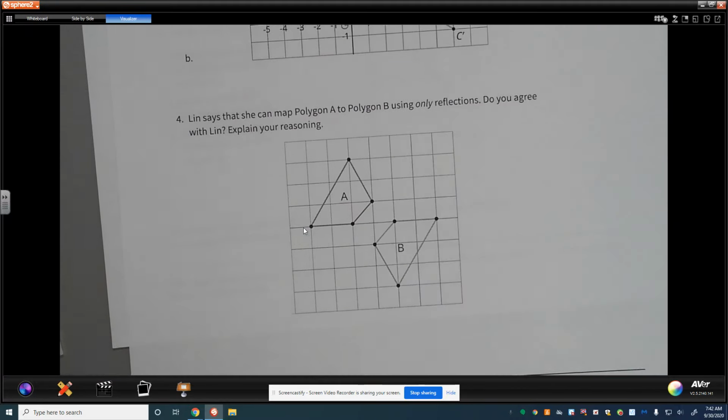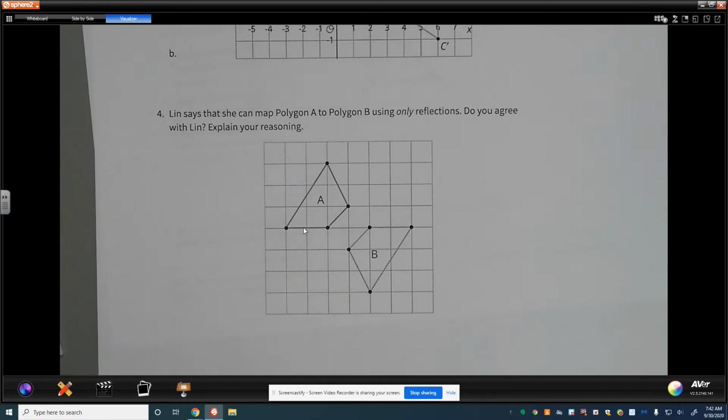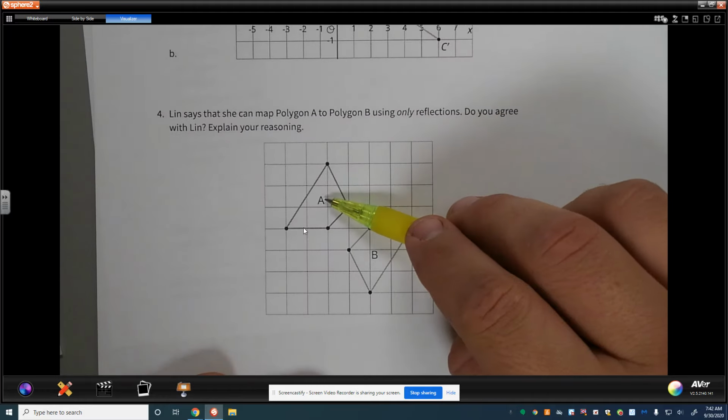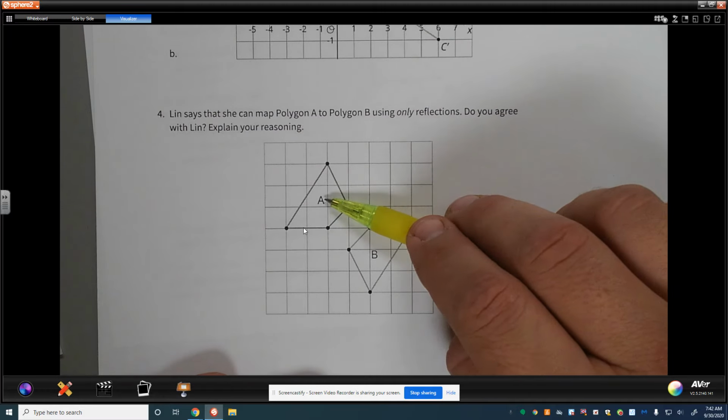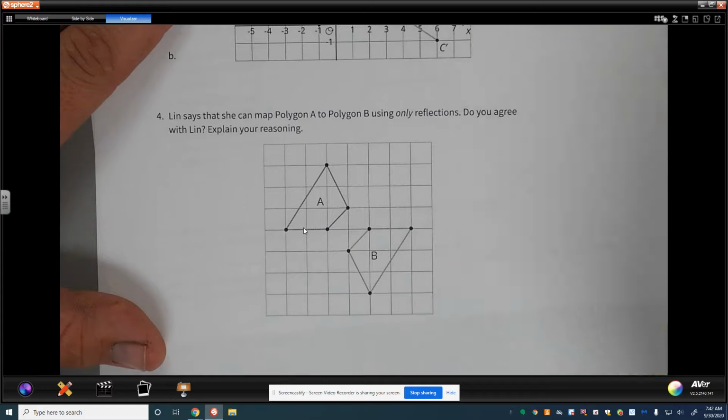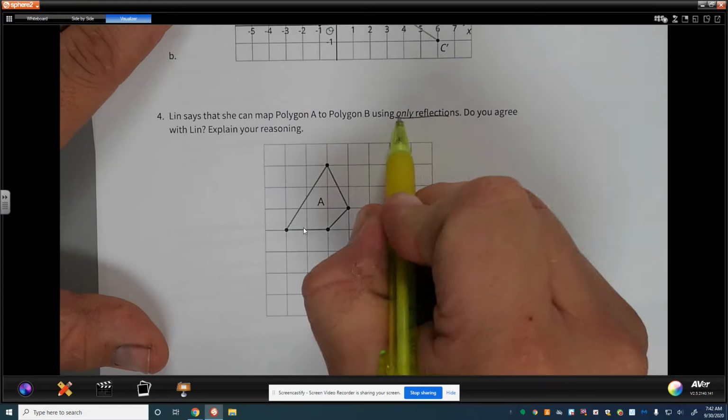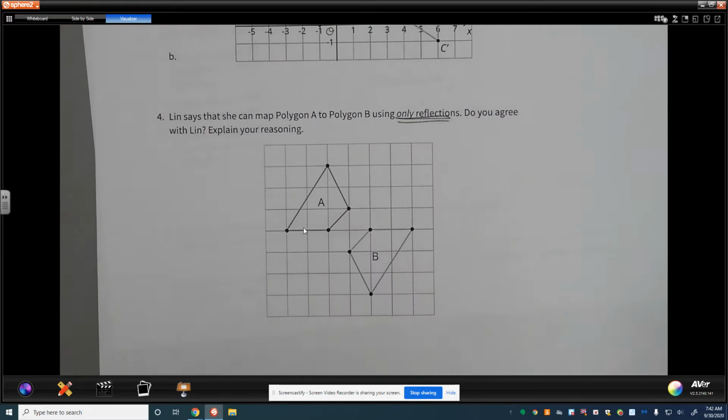Finally, we have Lynn that has an example. She says, can we take polygon A to polygon B with only reflections? She says we can. Do you agree with her? Talk about it, experiment with it. Don't just assume that you can reflect it straight across, because right now there are no lines of reflection. Experiment with it and play with it.